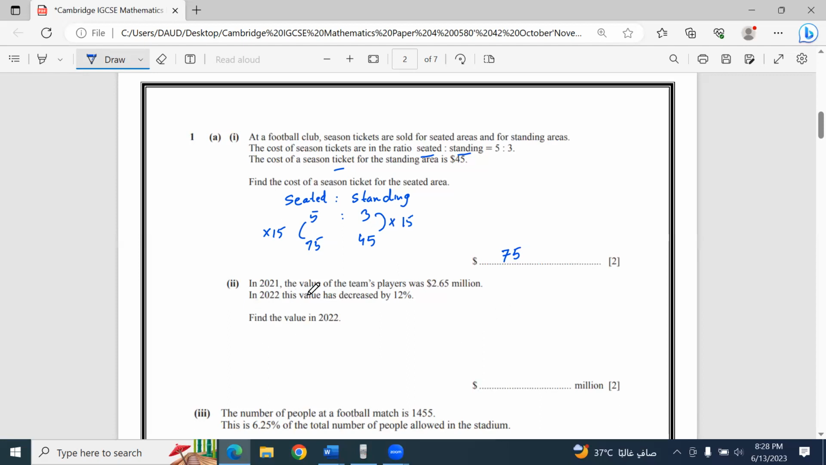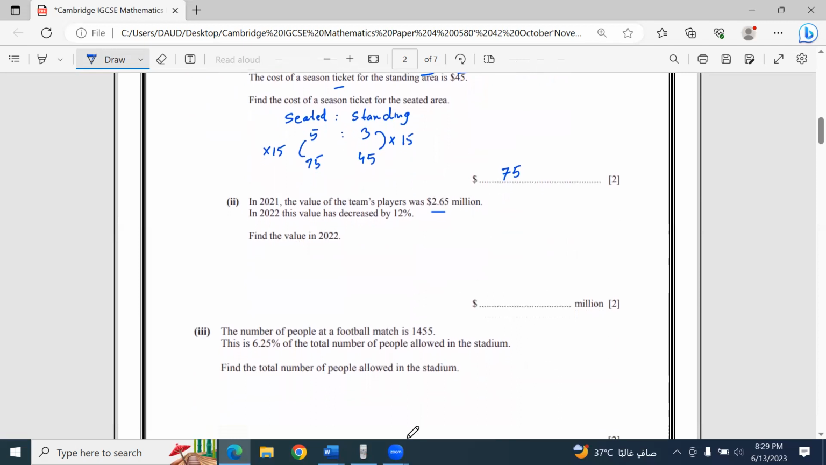Next, in 2021, the value of the team's player was 2.65 million. In 2022, this value has decreased by 12%. So first we find the decrease in percentage, which is 12. For a decrease we always work from 100. So 100 minus 12 gives me 88%.